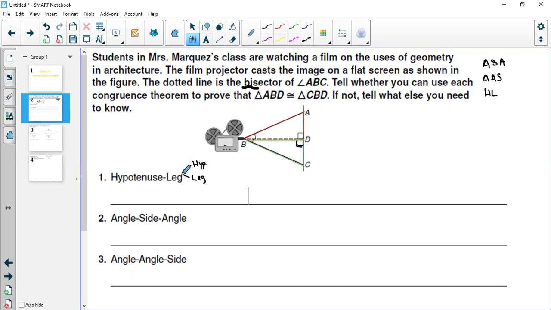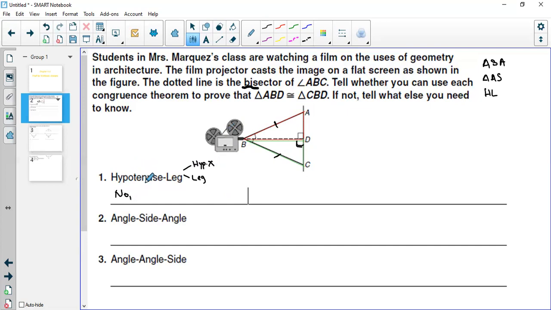Now we are talking about hypotenuse leg, which means the hypotenuse should be given and the leg should be given. Now, look at the information. Did they say the hypotenuse? Hypotenuse is the longer side of the right triangle. Did they say this is equal to this? They did not give us the hypotenuse information, but the leg, yes, we can find out that BD is equal to BD, but they did not give us anything about the hypotenuse. So we cannot prove that these two triangles are congruent. So we need to say no.